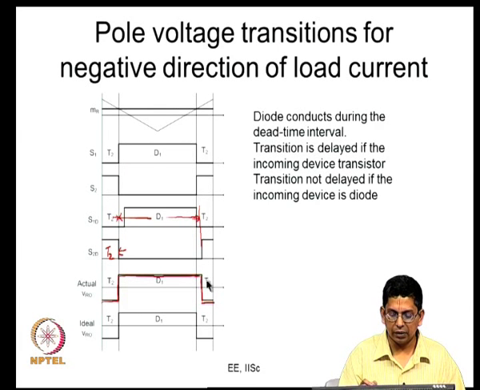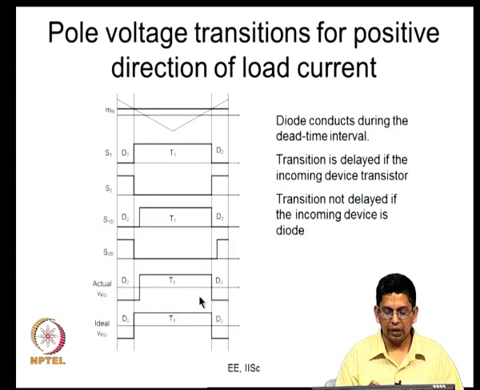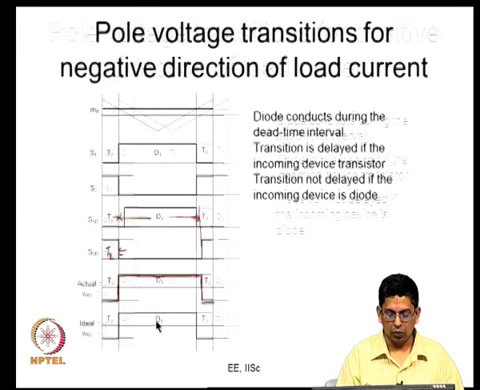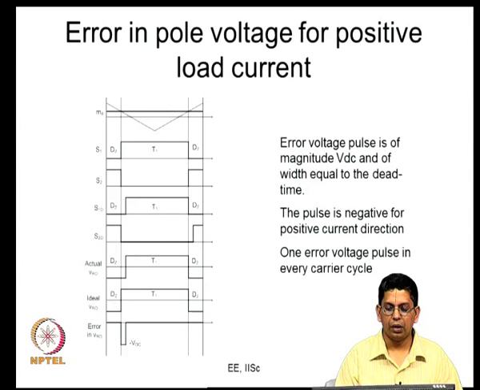So, up to this point the transistor waits, it lets the diode conduct, and therefore, you find that your actual voltage is a little different from the ideal voltage. This transition now, which is a high to low transition, has got delayed by Td. In the earlier case, it was the low to high transition that got delayed by Td. Now, in this case, the high to low transition has got delayed by Td. So, there is a certain amount of error between the actual pole voltage and the ideal pole voltage.